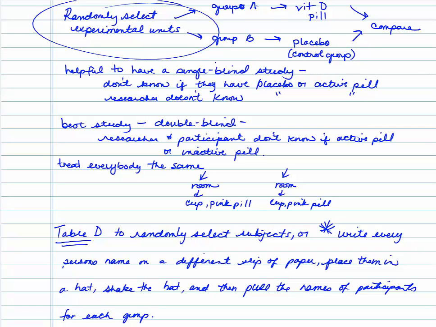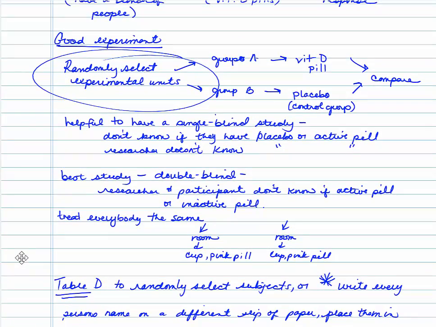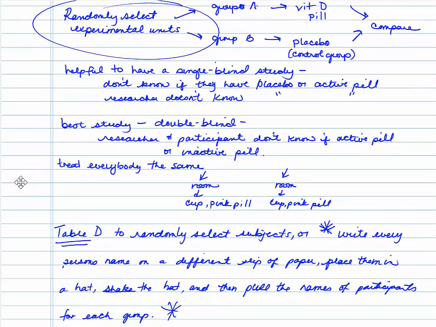And she actually said that even if you have 2,000 people in this study, you're going to pretend that you would actually write every name of every person on a slip of paper, place them in a hat. You have to make sure that you shake the hat. That's where the random selection becomes. And then pull the names for each group. That will randomly select the groups.